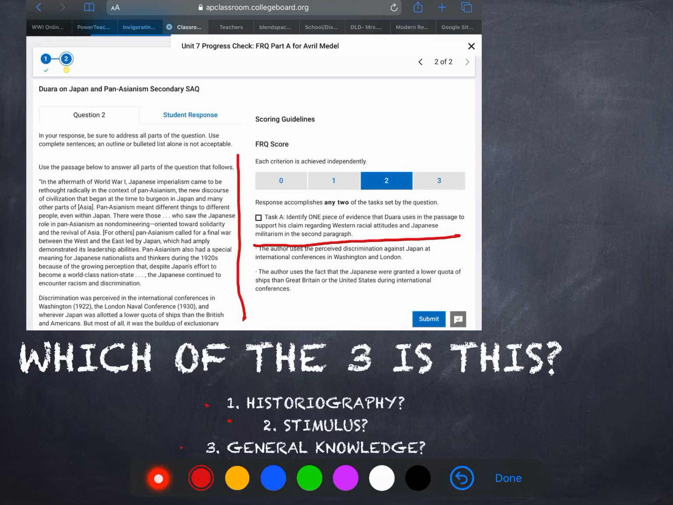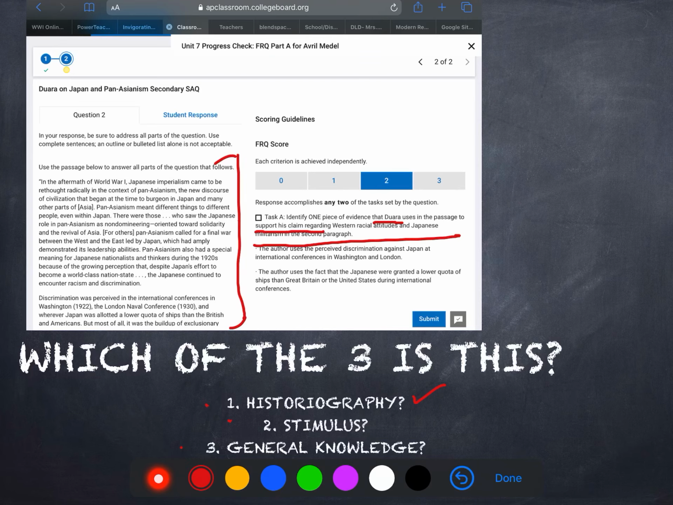Okay, so this is a tricky one because automatically you're like, hey, it's got this excerpt. I see quotes. I see it's taken from this thing. My inclination is to think that it's a stimulus. But when I read the question, it says, identify one piece of evidence that Dwara, the author of the passage, uses to support his claim. I'm defending an argument. I have to find evidence that supports an argument, so therefore it's historiography that I'm doing here. So you have to be able to identify the types of questions.